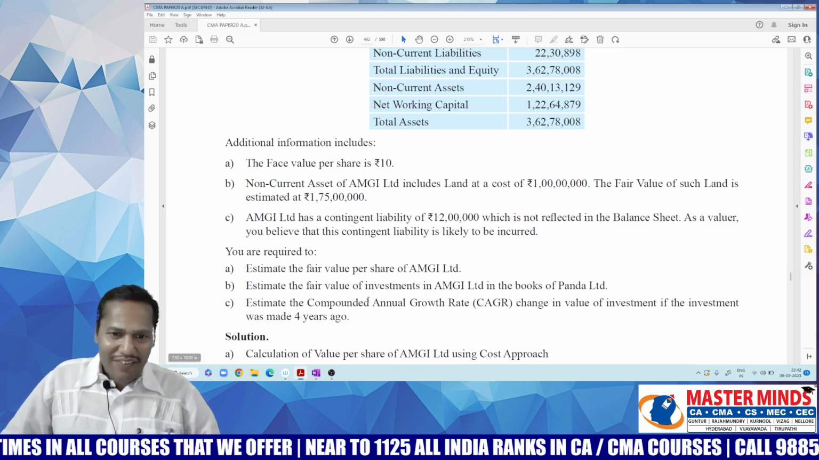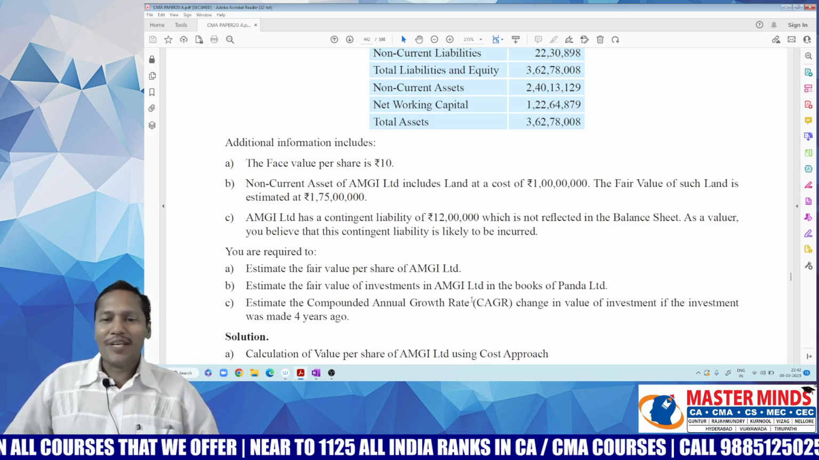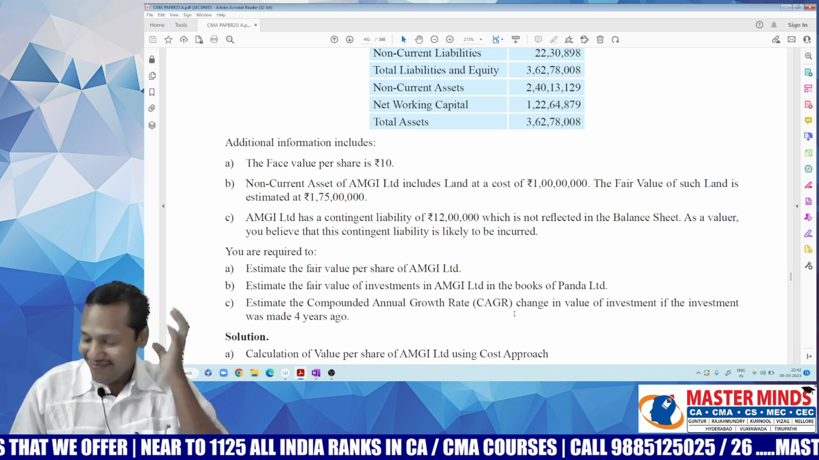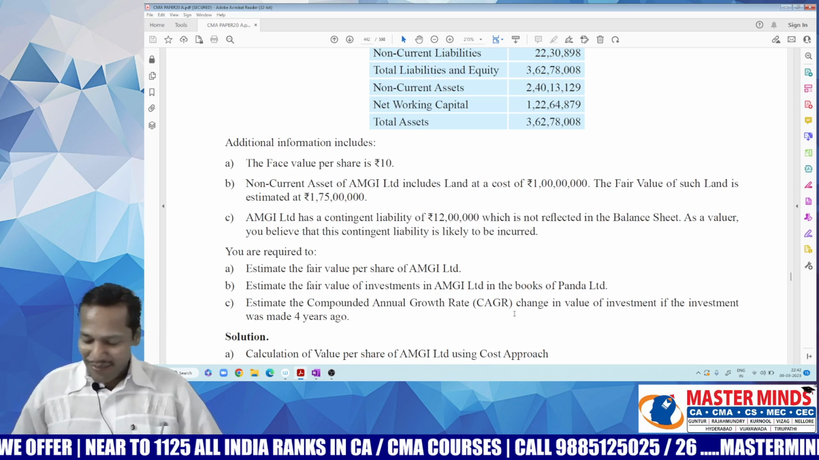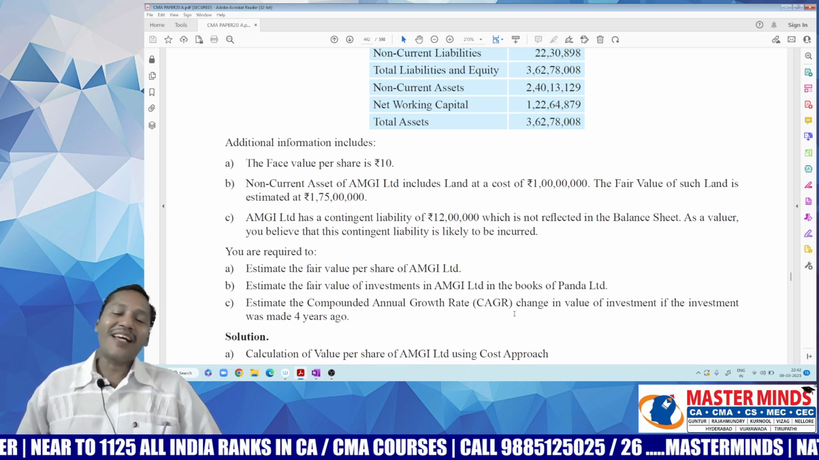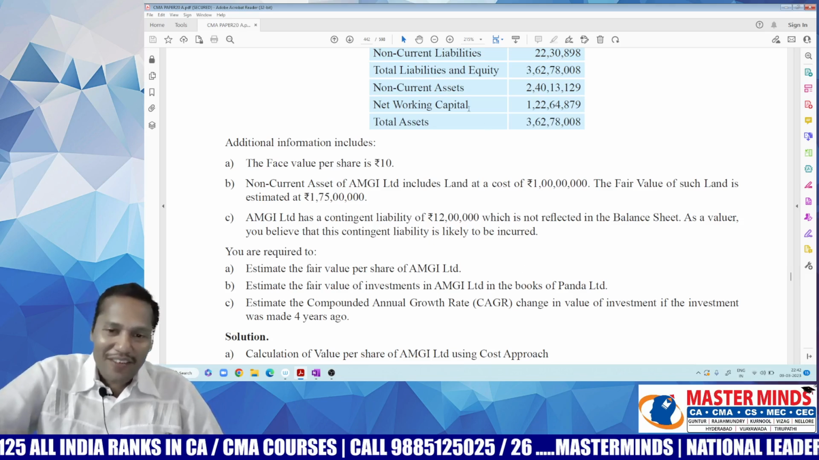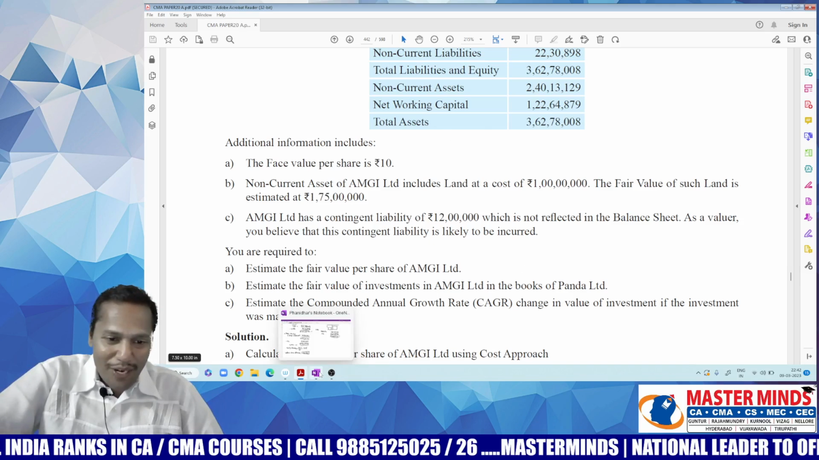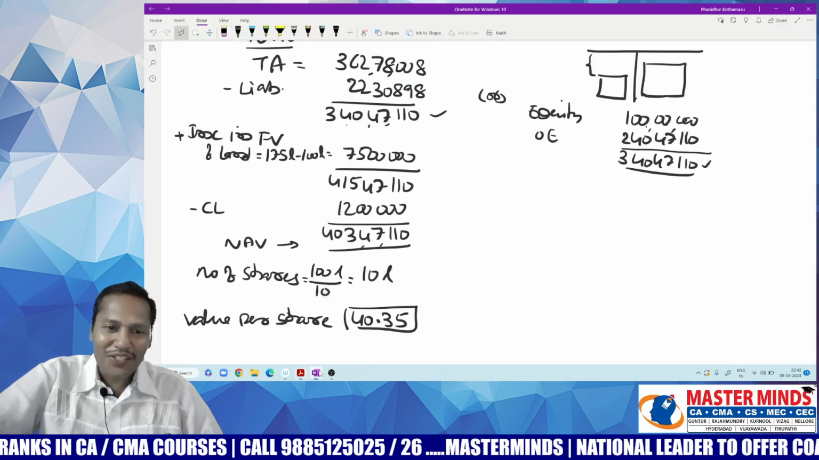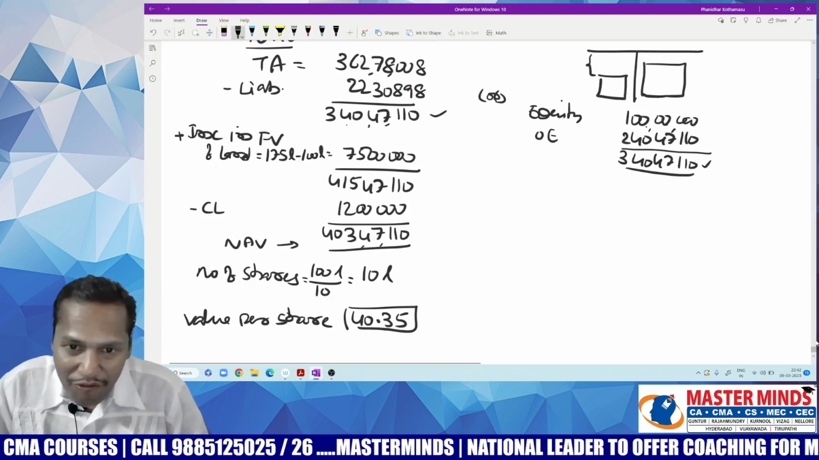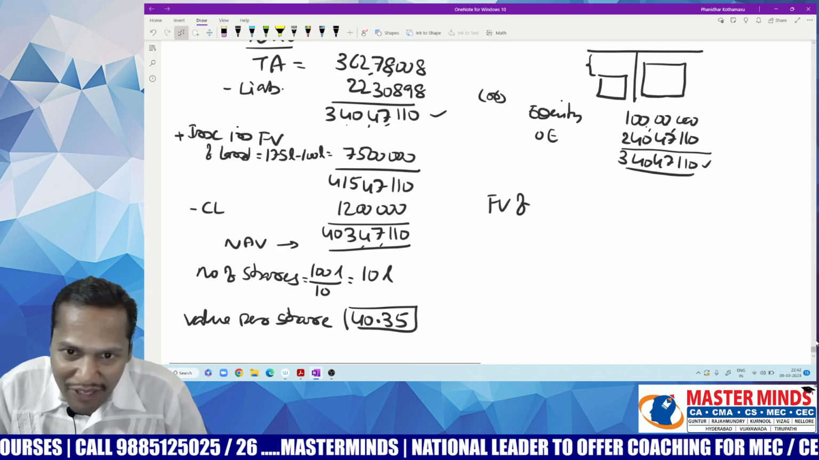Estimate the fair value of investment in AMGA Limited in the books of Panda Limited. How many shares has Panda Limited invested in? Panda Limited has invested in 4 lakh shares. The fair value per share is 40.35. For 4 lakh shares, what is the value? Fair value of investment.